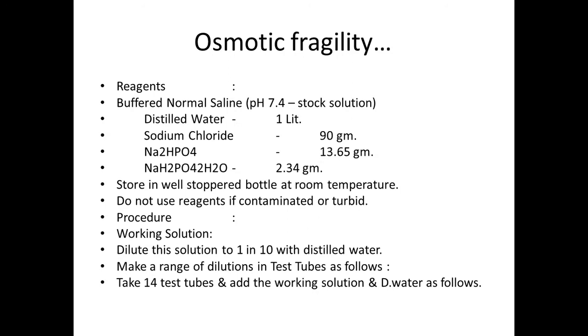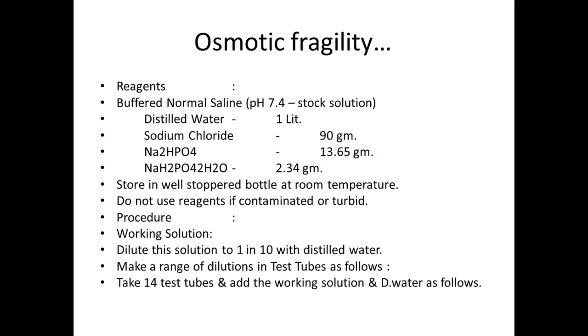So these two chemicals, disodium hydrogen phosphate and sodium dihydrogen phosphate, and sodium chloride, we add to distilled water in these proportions. We store this solution in a well stoppered bottle at room temperature. It should not be contaminated. If it is contaminated or turbid, it is not used. Then we prepare a working solution, that is, we dilute this stock solution 1:10 with distilled water.